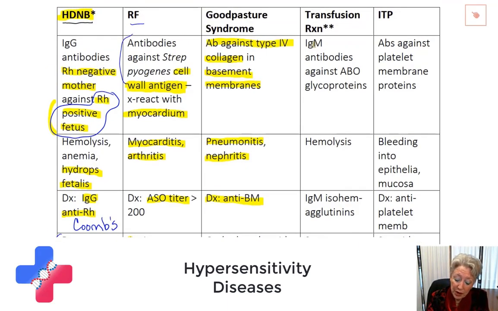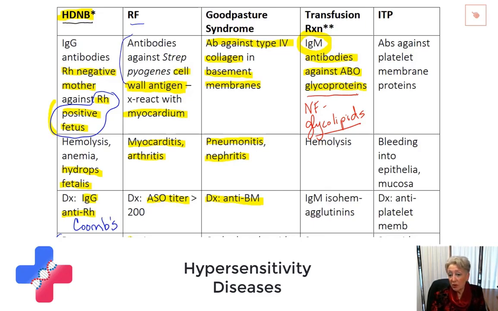The transfusion reaction is one of antibodies against ABO blood glycoproteins. And if you notice, it's the one case where I've got an IgM antibody that is responsible for this. The reason being that each and every one of us has normal flora in our intestine who have glycolipids on their surface, which are reminiscent of the glycoproteins on the surface of our red blood cells.